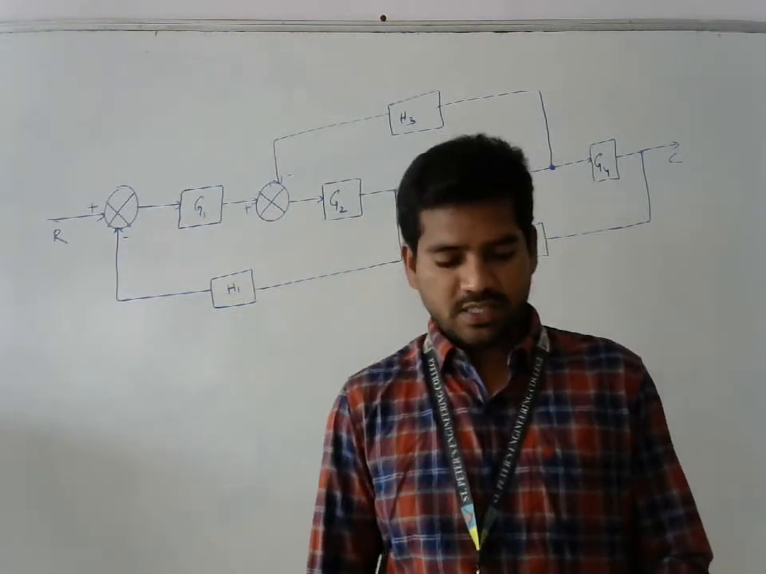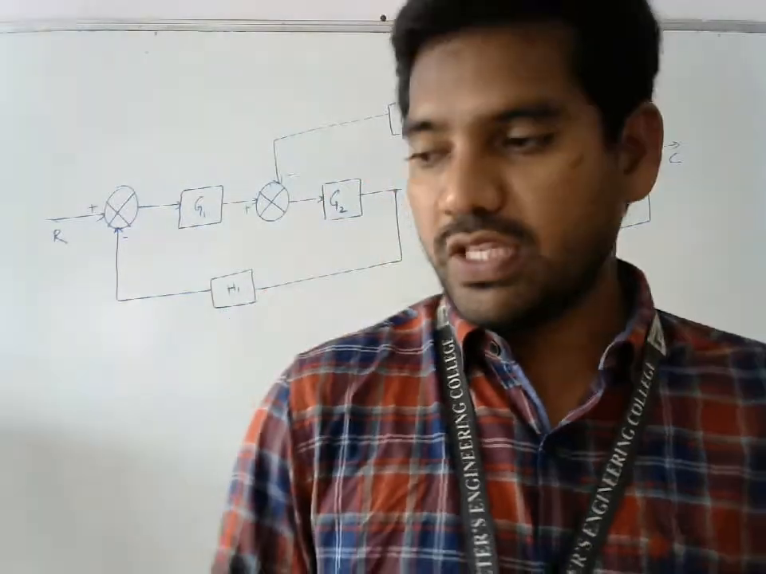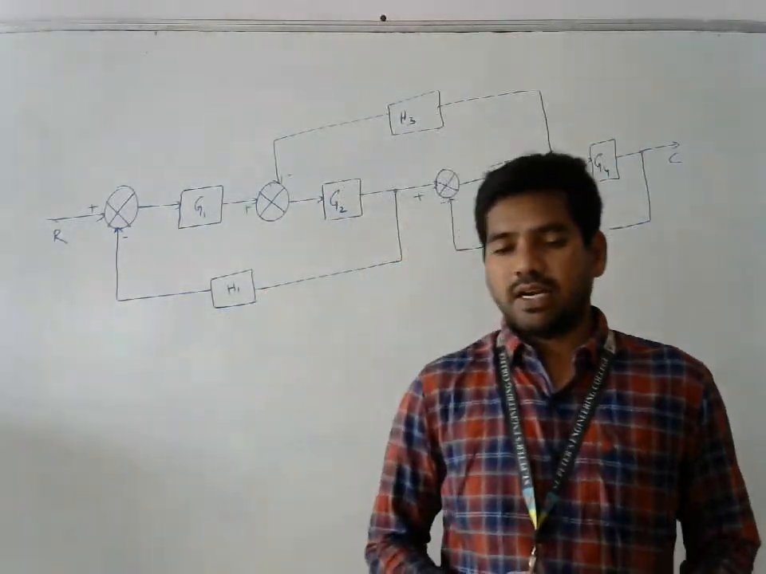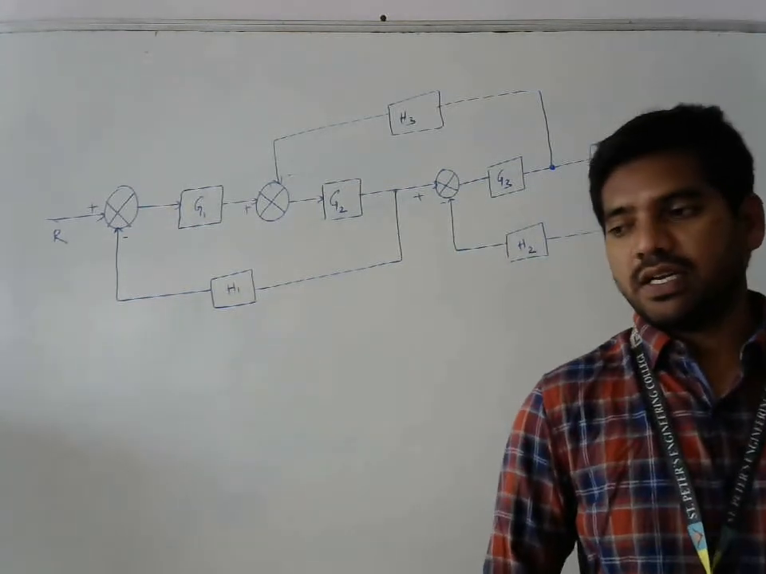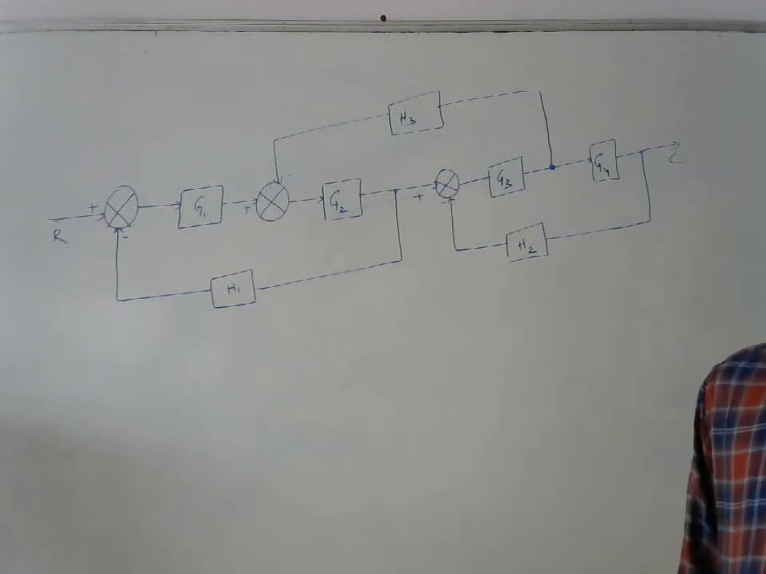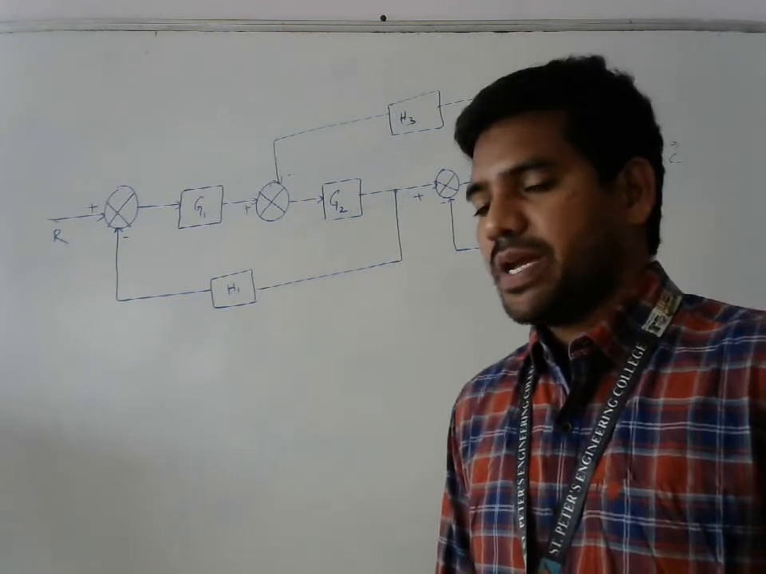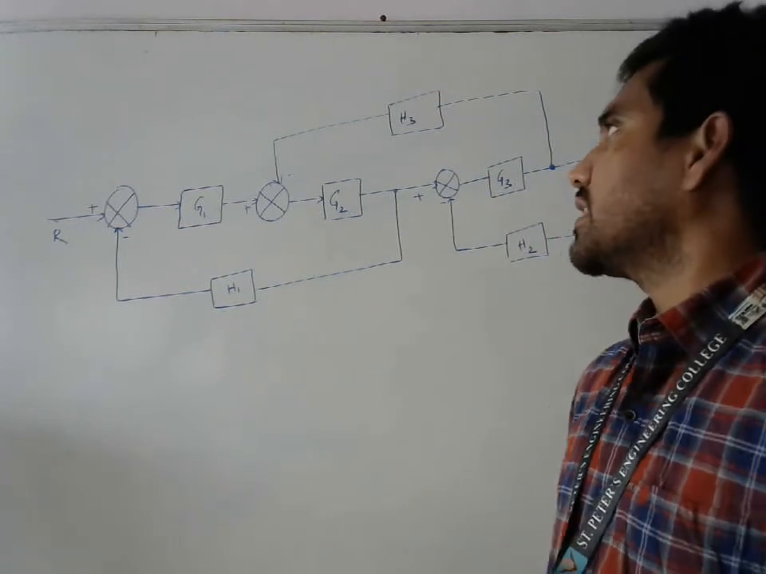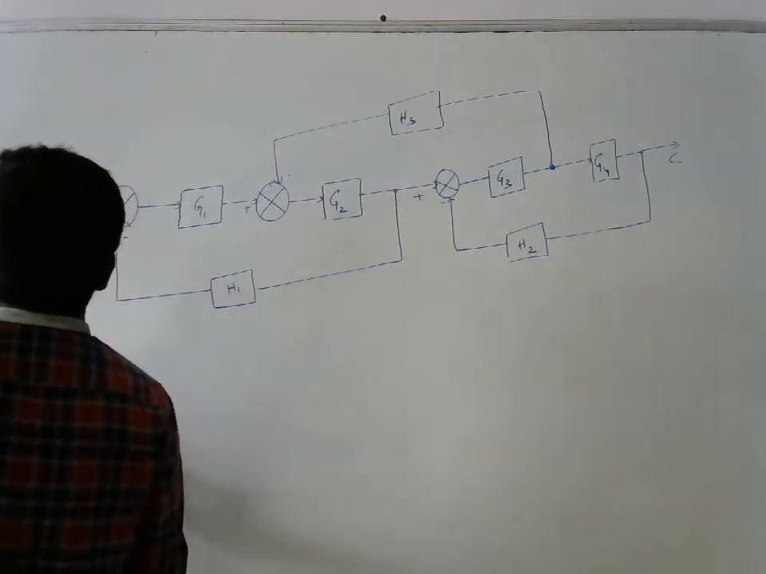Good morning, everyone. In this lecture, we are going to do this problem. In the last lecture, we discussed the block diagram reduction rules. In this lecture, we are going to use those tools to find C of S by R of S. The problem is to determine the transfer function for the given block diagram.